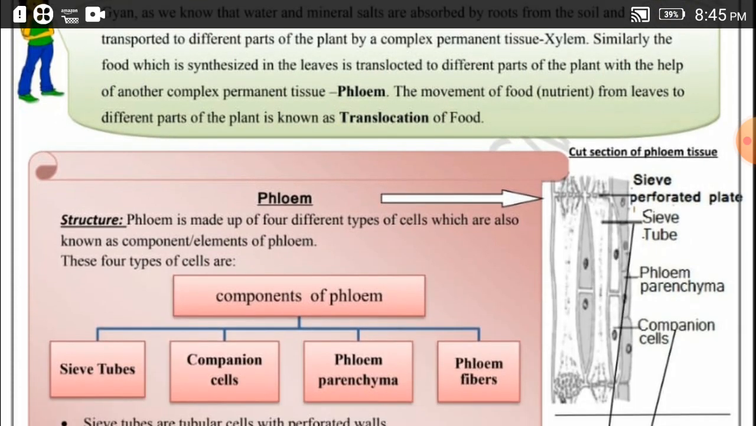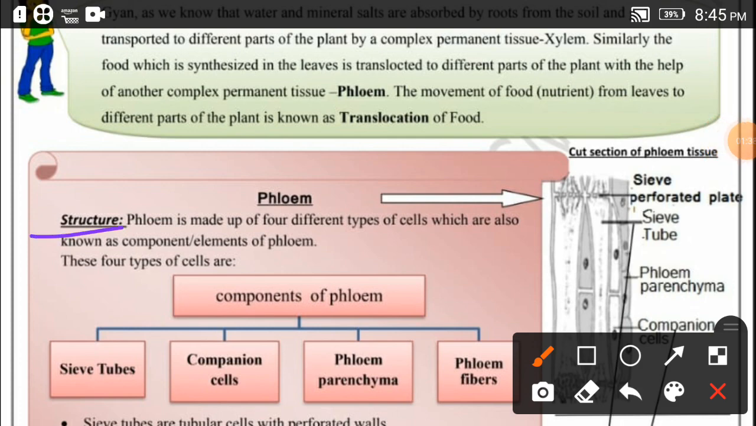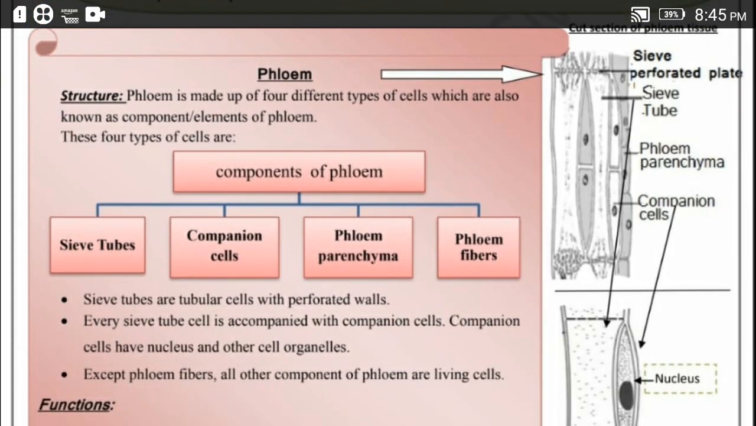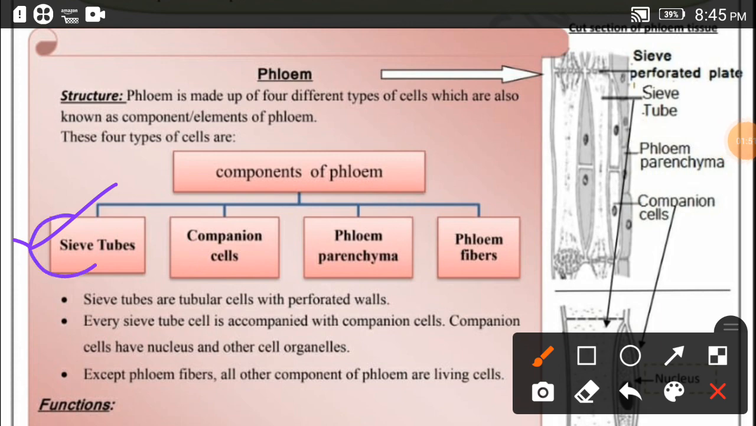So what is the phloem which performs this particular function, the translocation of food? What is the structure of phloem? Phloem is made up of four different types of cells, which are also known as components or elements of the phloem. So what are those components? Component 1 is sieve tubes. Sieve tube means a tube which contains a number of pores. So here we can see the pores between two adjacent cells of a tube-like structure. This tube is known as the sieve tube.